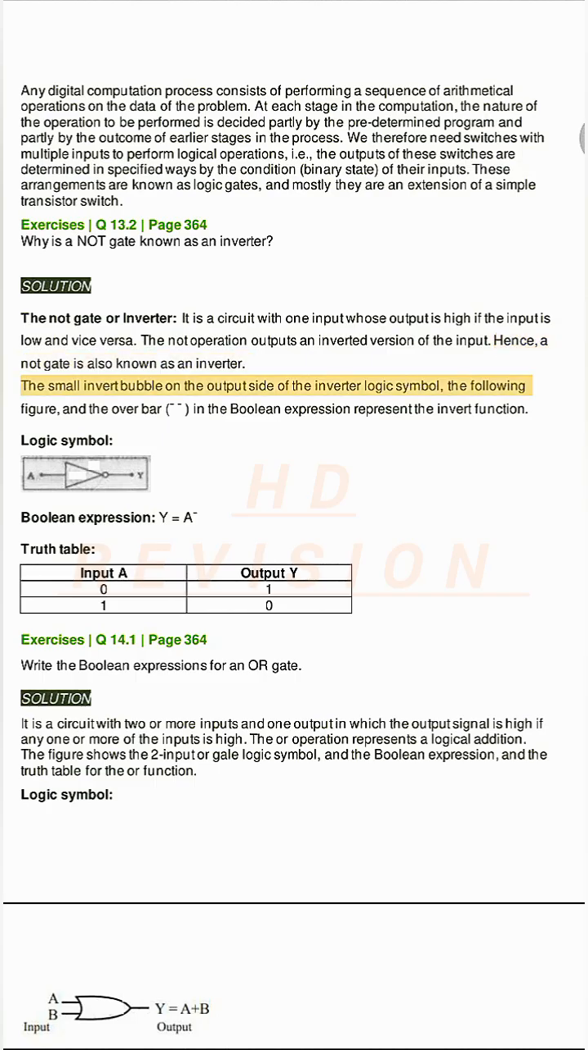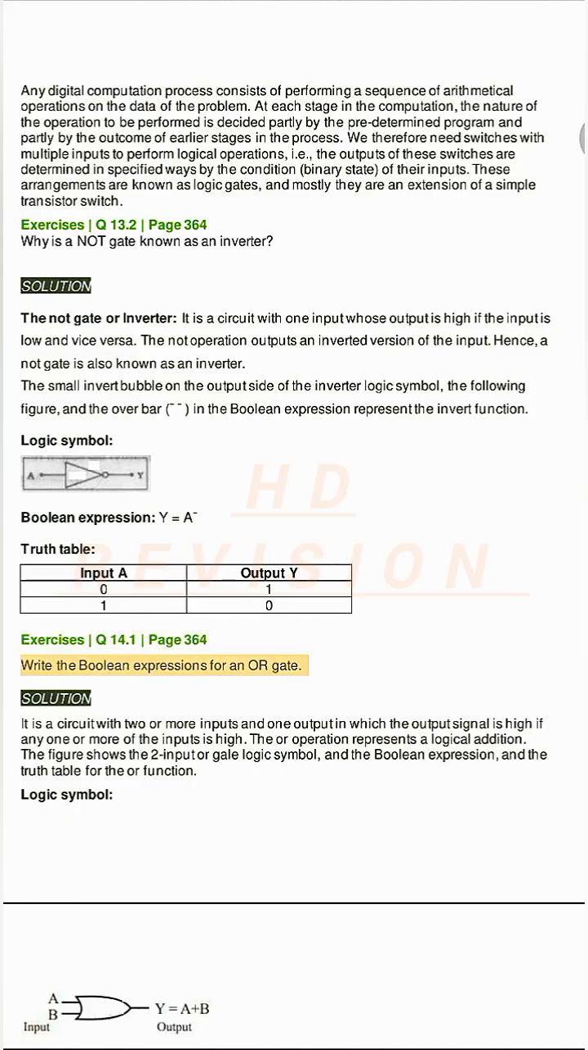The small invert bubble on the output side of the inverter logic symbol in the following figure, and the over bar in the Boolean expression, represent the invert function. Logic symbol. Boolean expression: Y equals A bar. Truth table: input A, output Y. 0 gives 1, 1 gives 0.